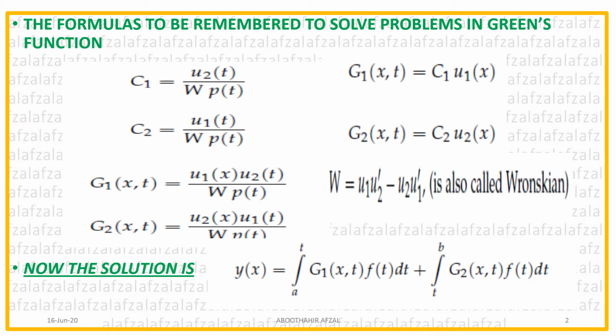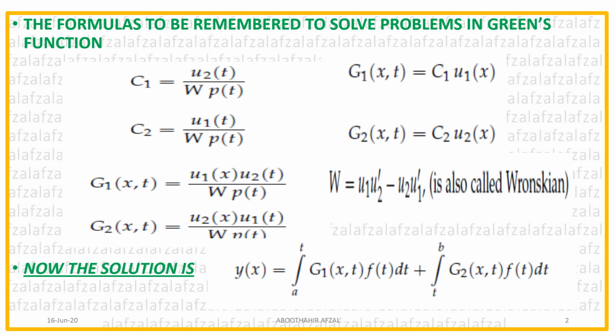So finally, if I put the value of c1 in the expression for g1, instead of c1 I'll put u2 by wp, so that will become u1 u2 by wp, that is g1. In the second expression, g2 of xt is equal to u2 of x u1 of t by wpt.